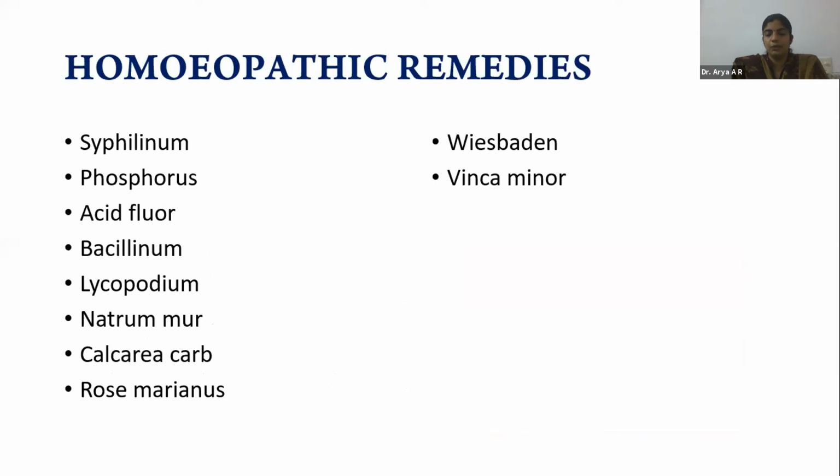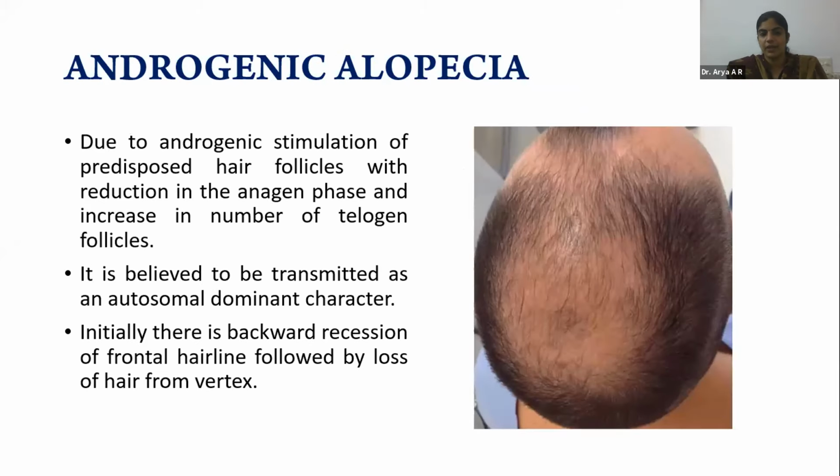And here the homeopathic medicines include syphilinum, phosphorus, acid fluor, bacillinum, lycopodium, natrum mur, calcarea carb, rosmarinus, vespa, and vinca minor. You could see acid fluor has done wonderfully. Acid fluor has got a wonderful result in this condition of alopecia areata, and also syphilinum, vinca minor, etc. Here we could manage it with some acute remedies. I think within 3 to 6 months the hair will regrow on that patchy area and cover it. The next one is androgenic alopecia.